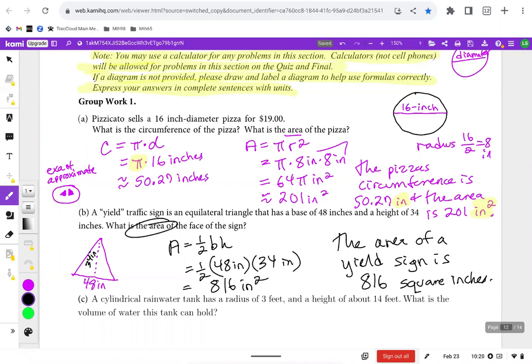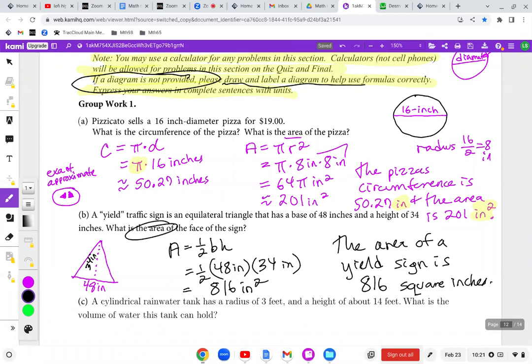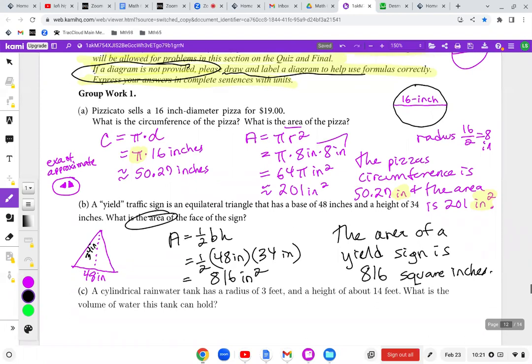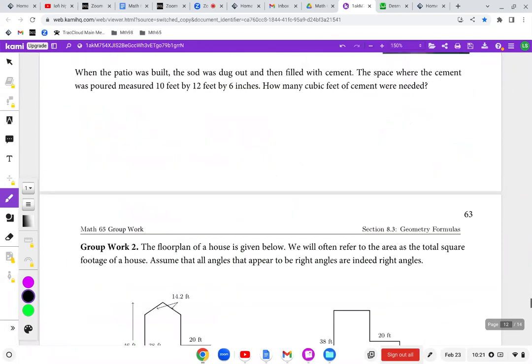All right, so please try the rest of these group work problems, and the answer key is available for you to look at and make sure you are doing those correctly. Remember to draw a diagram if the diagram is not provided, and I recommend doing that for web work as well, and then label that diagram. That's a way for you to make sure you're understanding the information, and then you need to find the correct formula, record that formula, fill in the values, and then answer with a complete sentence with units.